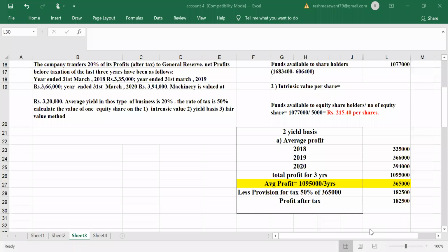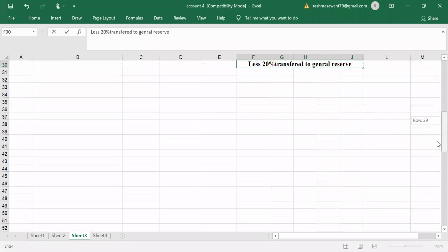So this is your calculation. Profit after tax 1,82,500. Now, what is the next heading? Less 20% transfer to general reserve. So what is the amount you have to transfer to general reserve?